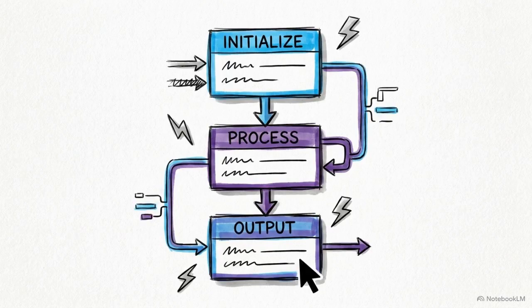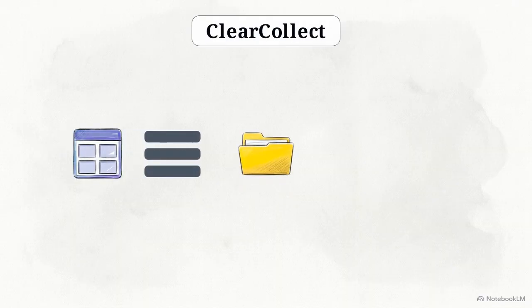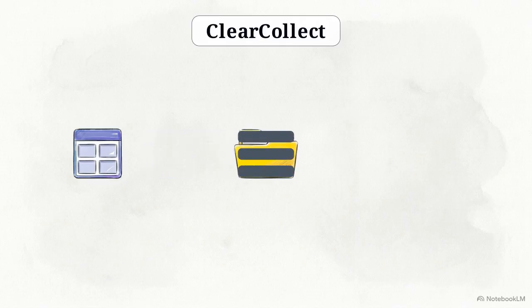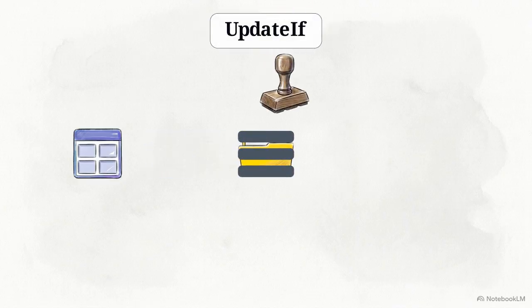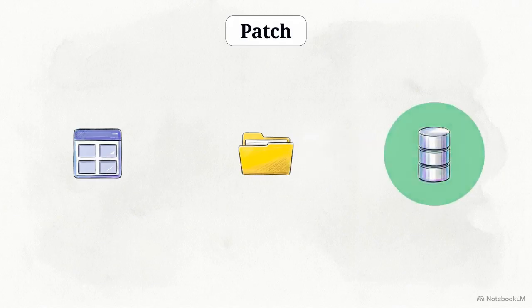Processing this update requires a single script on the button using 3 key functions: ClearCollect, UpdateIf, and Patch. First, ClearCollect grabs the selected table rows, storing them in a temporary local collection. Second, UpdateIf forces every collected item to adopt the new value from our priority dropdown. Finally, Patch writes that fully modified collection back into the permanent database in one query.